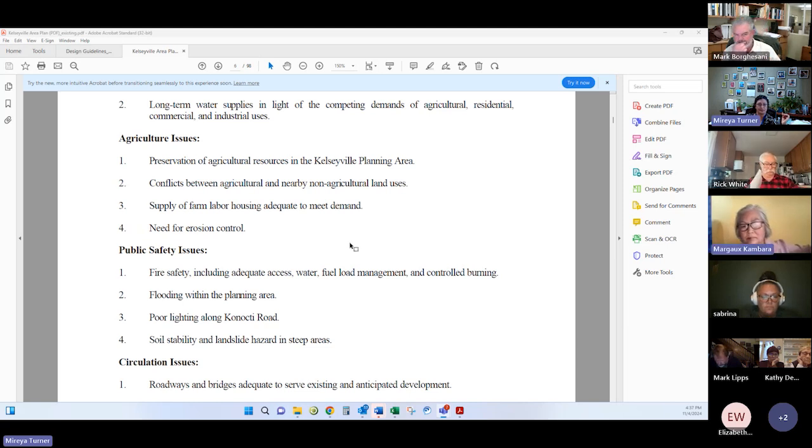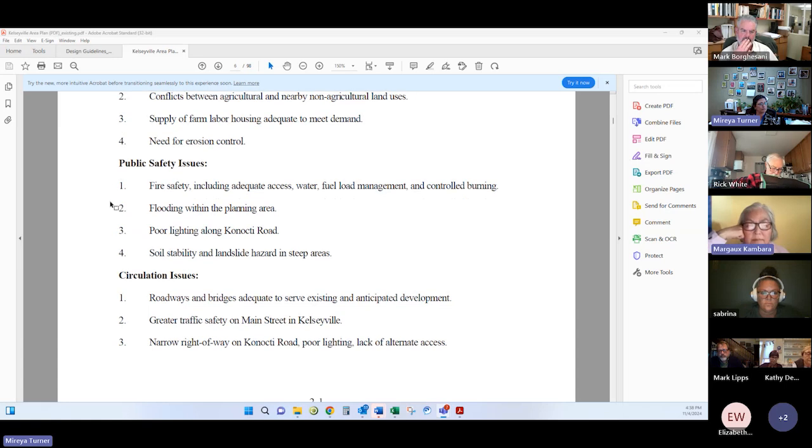Do we still feel this is a major issue? Well, I suggest that until we hear that it's been resolved, that we keep it on the list, because it was raised elsewhere in the area plan for Kelseyville. I think if anything it's actually expanded past just farm worker housing to housing stock in general across all types. That could be. Yeah. Need for erosion control. Yeah, why don't we keep that? That sounds like a good thing.